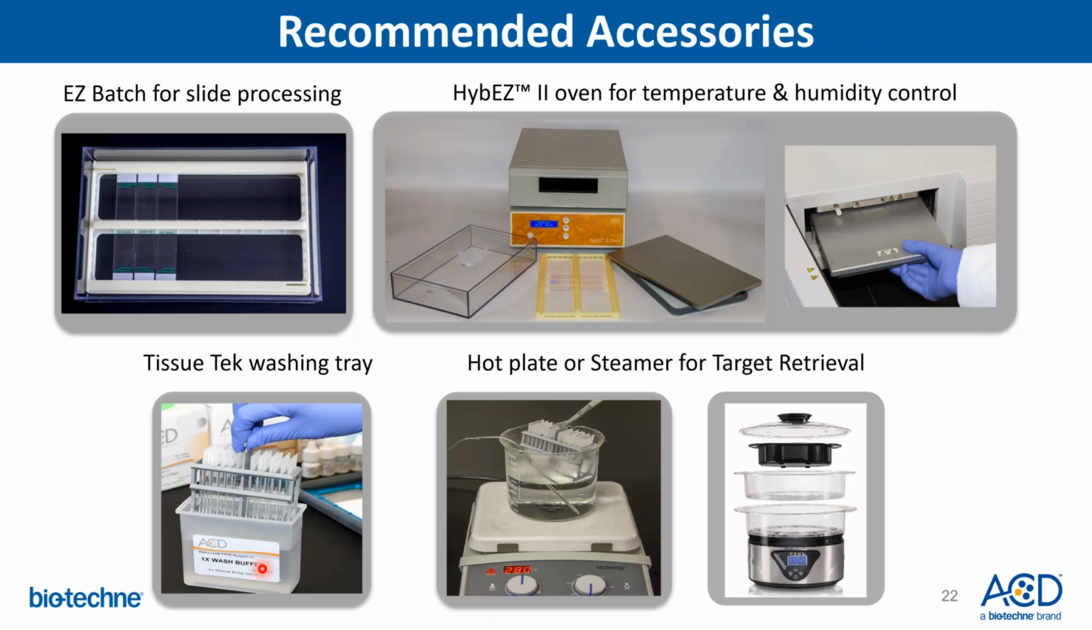Next, we'll look at some of the recommended accessories that are going to be required for the assay. You would need the EZ-Batch slide tray and the rack for slide processing. You will need the HybEZ hybridization oven provided by ACD, which is critical for maintaining optimal temperature and humidity. Both these parameters are critical to the success of the assay. You would need the Tissue-Tek washing tray for washing your slides. And finally, you would need either a hot plate or a steamer to perform the target retrieval step.